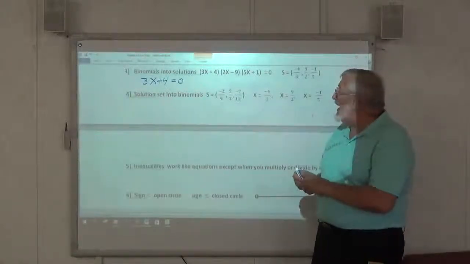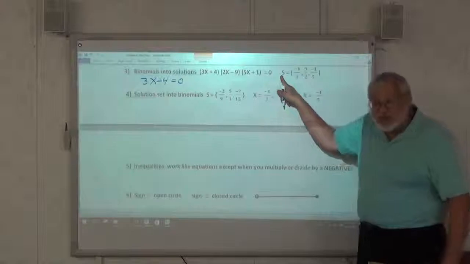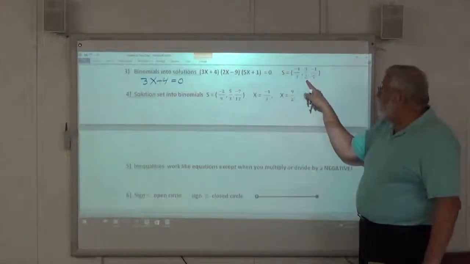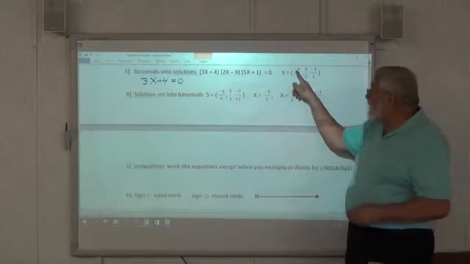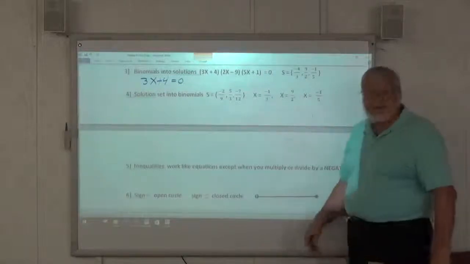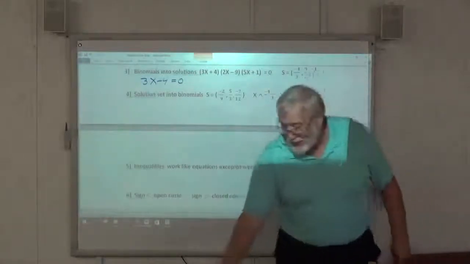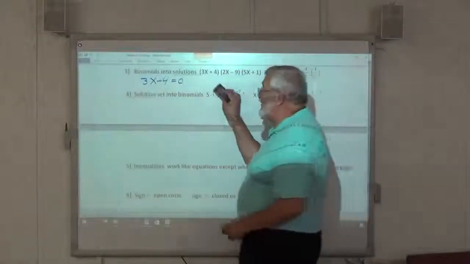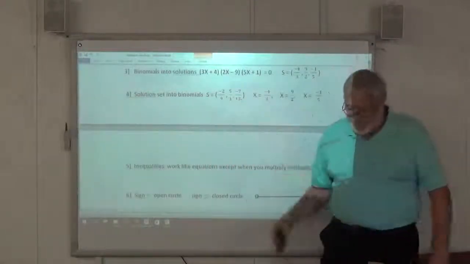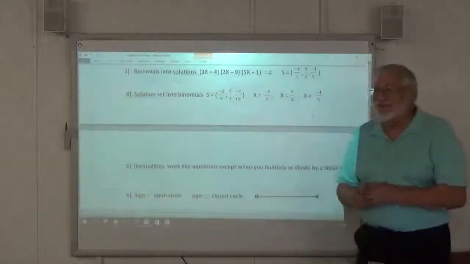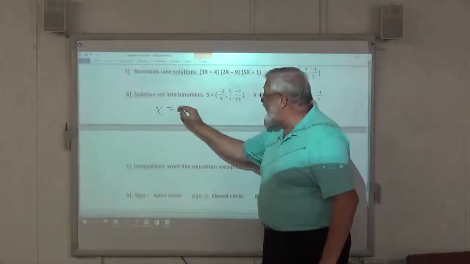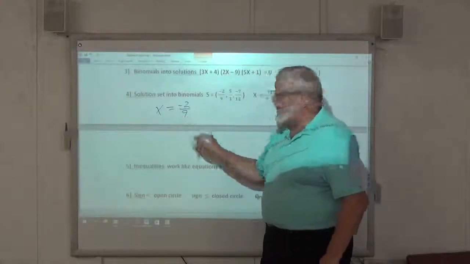Now my answer is the solution set of -4/3, 9/2, and -1/5. And you should know that the negative could be in front. Okay? That makes sense? Now, that's the easy one. So, what do we do if we have this? This is the one I like. It's fun. This says x equals -2 divided by 9.